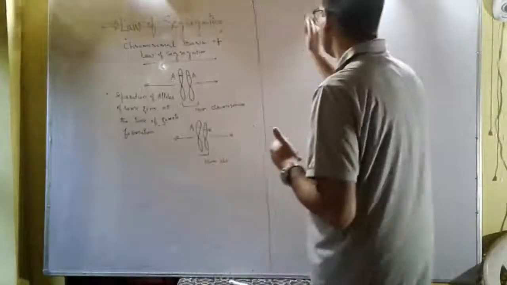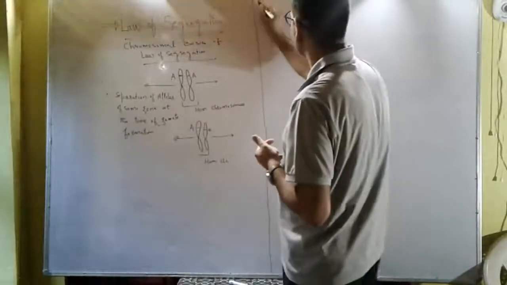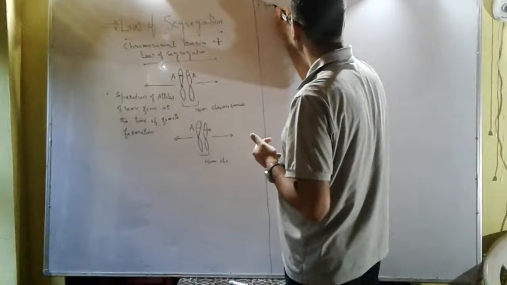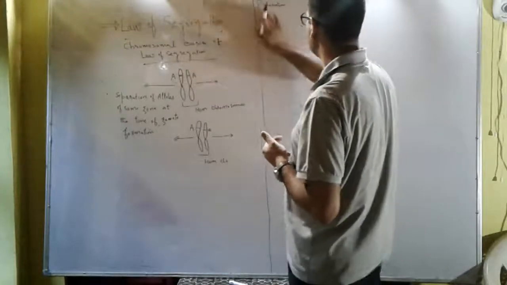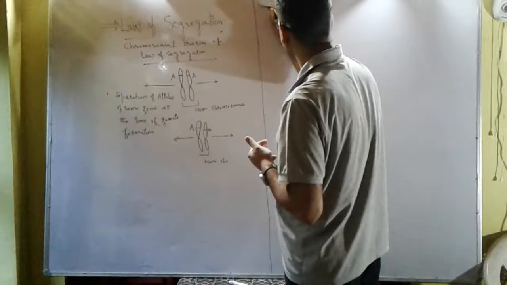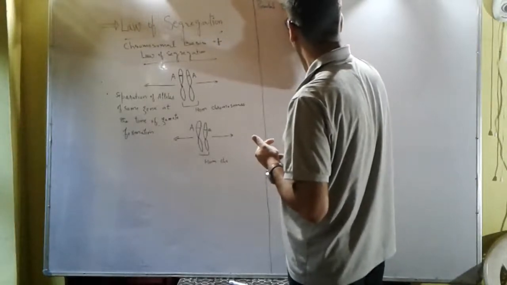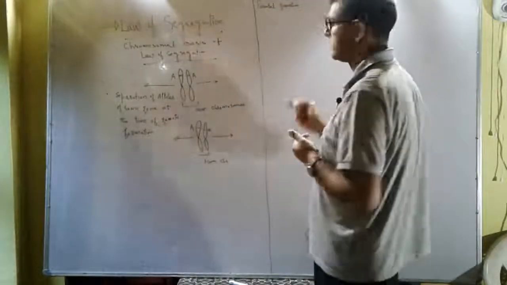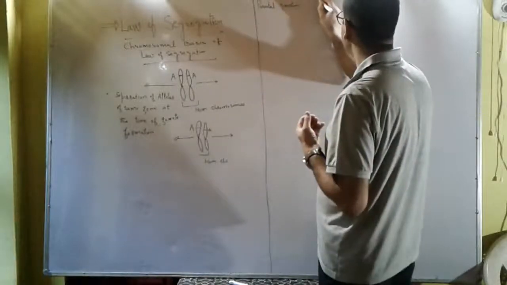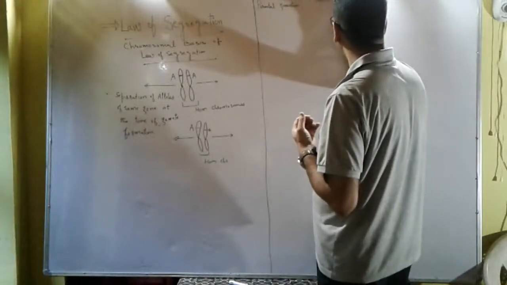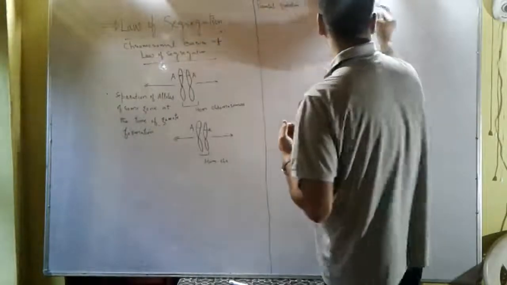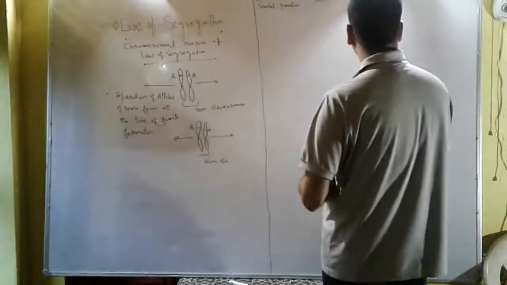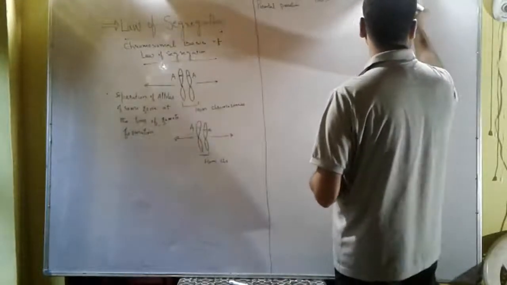So for example, we'll explain by means of a cross. We have the parental generation. Suppose we have the parental generation, a tall pea plant and a dwarf pea plant. These are two contrasting traits of the pea plant.